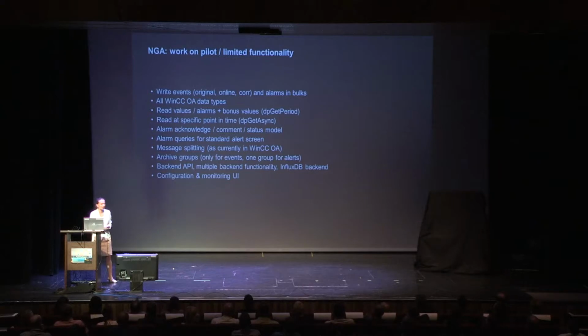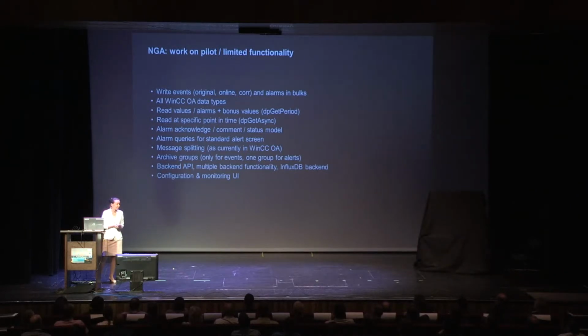So, coming back to the next generation archiving project, today we are working on a first pilot version with limited functionality. Of course, we can write events and alarms in an optimized way. We can read events and alarms, and we can also use the queries coming out of our standard alert screen. Message splitting and archiving groups are supported. The status model is supported as you know it now in WinCC UA.